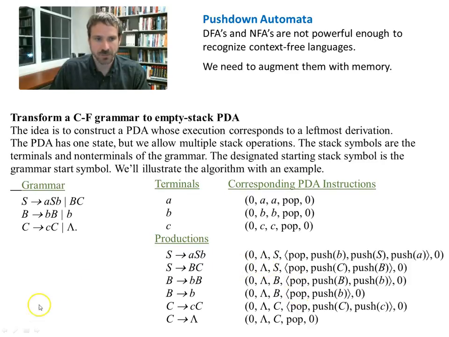And then we get the instructions straight from these productions. So let's go through this line by line and see what's going on here. So the first rule is to take the terminals and convert them straight into instructions of this type. You start in state 0, you get an A, there's an A on the stack, pop, you end up in state 0. This is just the instructions for the terminals.